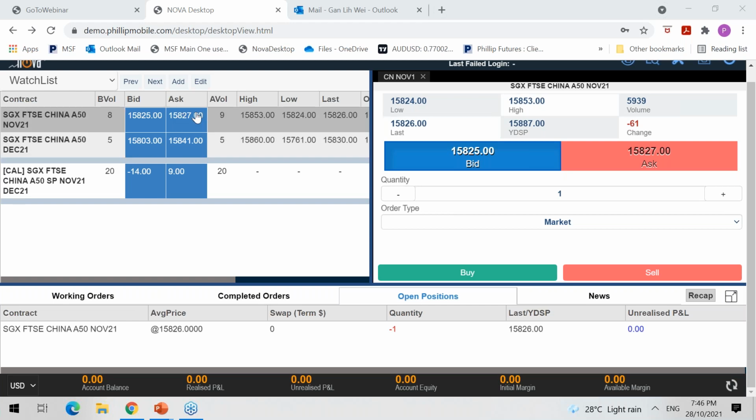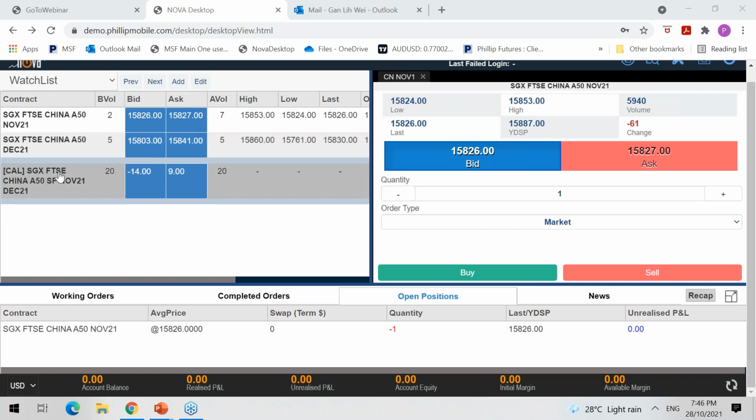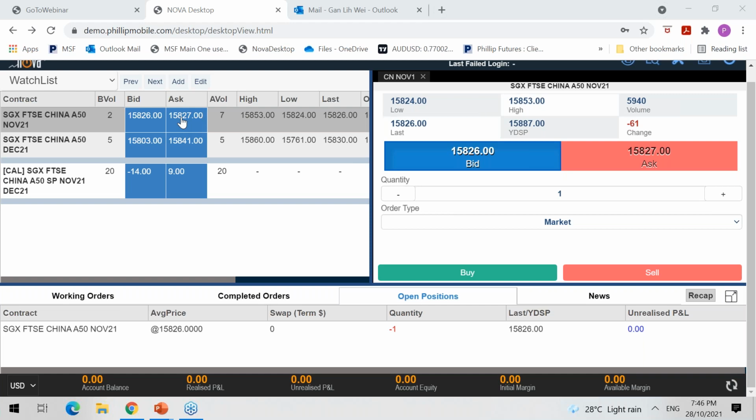So you buy at this price at 15827, and then you sell at the December contract, which is 15803. So over here, the spread difference between these two prices, 15803 and 15827, is 24 pips, a 24-point spread. Similarly, over here, you have the calendar spread, which you can execute separately instead of individual contracts, by selling here, buying here and selling here.